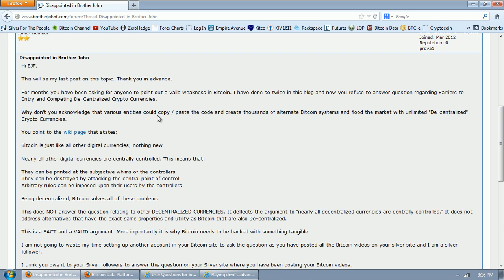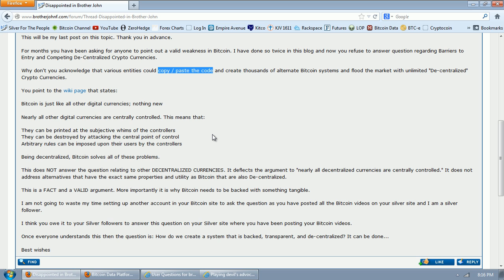Now that's patently false. You cannot copy and paste the code. There's an existing blockchain. You could create another cryptocurrency, but you cannot copy and paste and get involved with this one. So that's a patently false argument.